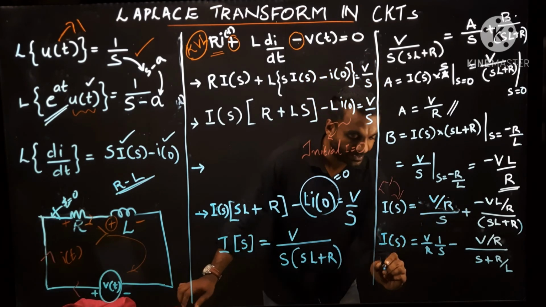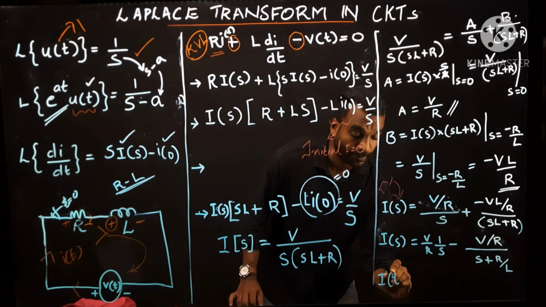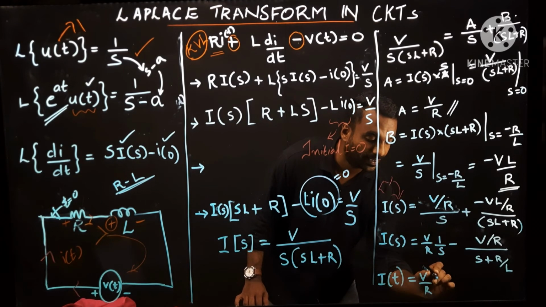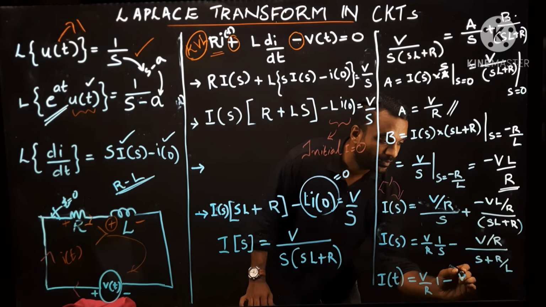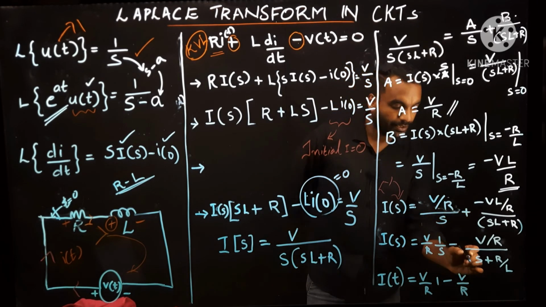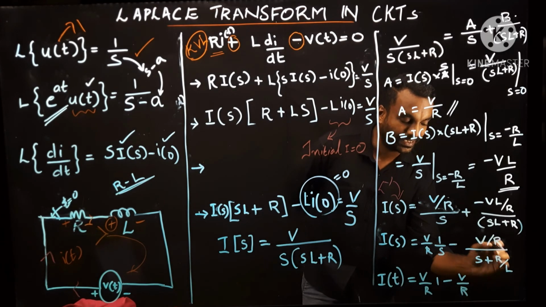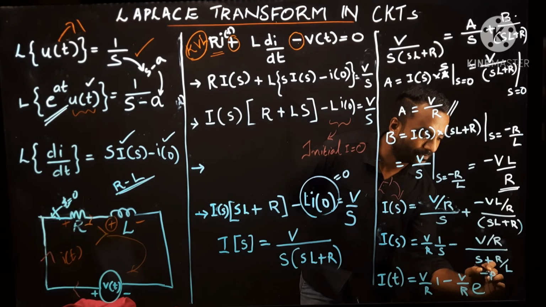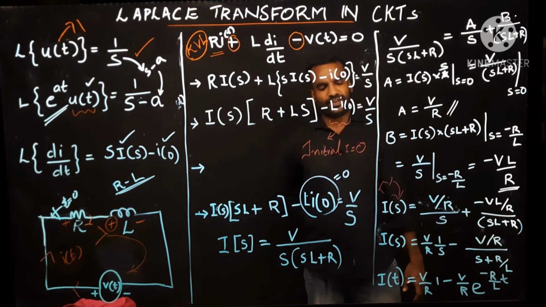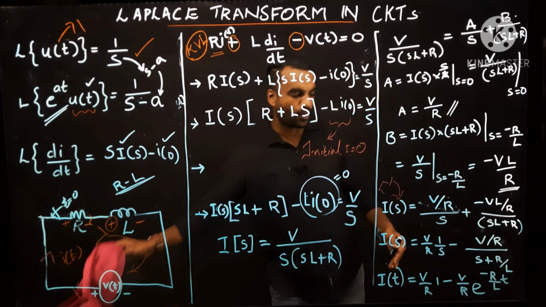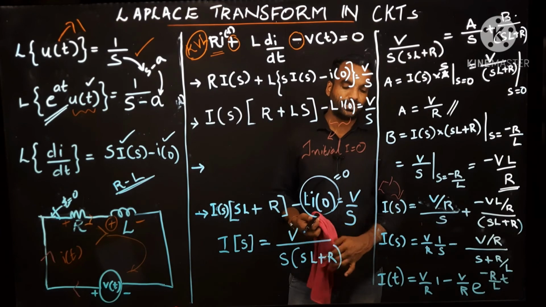Now we can easily convert it into time domain. I of t is equal to V by R into 1 by S, it is 1 itself, minus V by R into 1 by S plus A, e raised to minus at. So e raised to minus R by L t. Now very easy, you can take V by R outside. How you can take the V by R outside?